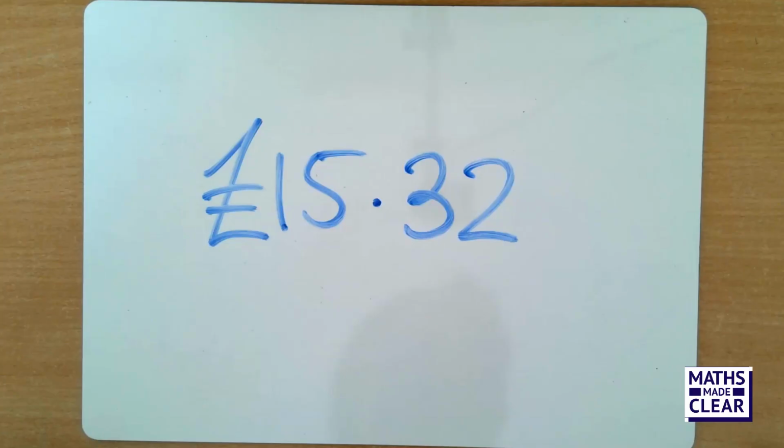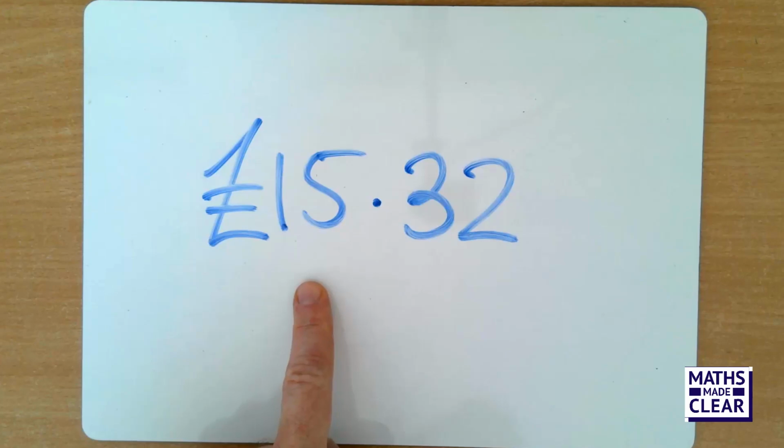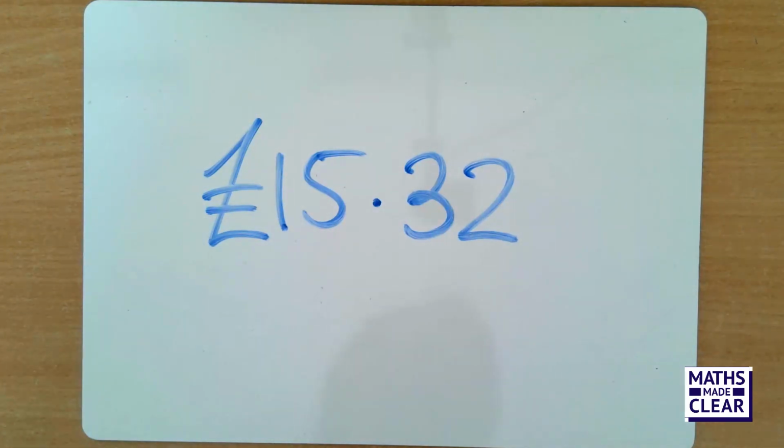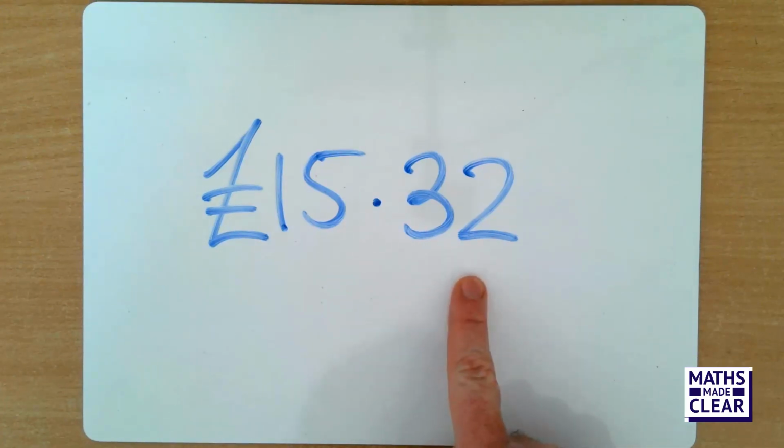Brilliant. So let's have a look at the other number. We've looked at the 32p being 0.32. What about £15 and 32p? Here it is written out. As we can see, to the left of the decimal point, we've got the 15. That's the whole number. We've got 15 wholes, £15. But then to the right, we have a 3 and a 2. That's the decimal. That's the part that's less than the whole.